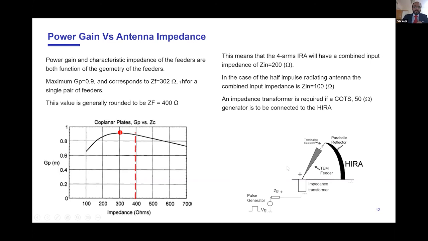Your off-the-shelf generator is 50 ohms, your antenna is 100 ohms. Of course, you can connect this directly, but having a good matching impedance is something that is desirable. Also, by doing what we're going to present here, you obtain secondary effects that are good.